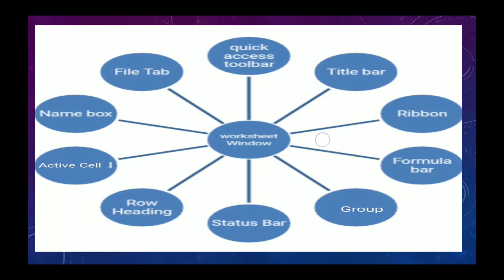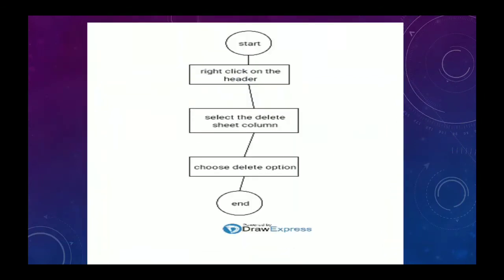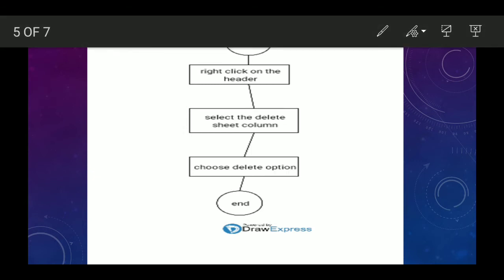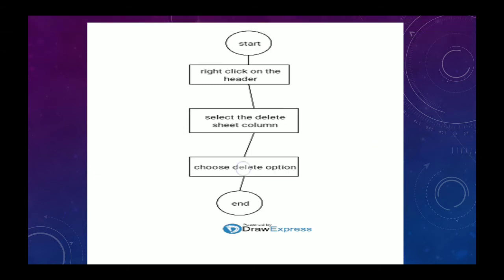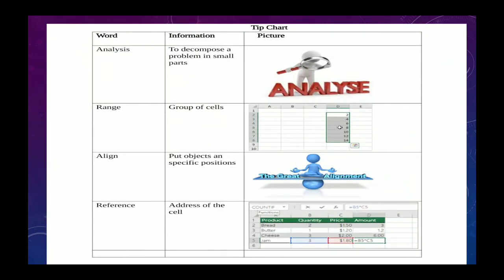Now come to the next diagram that you have to draw. This is a flow chart. You have to write the name of this diagram as flow chart. In this flow chart we have shown the steps to delete a column. So first start, right click on the header, select delete sheet column. After that choose the delete option. So you can delete sheet columns in this way. You have to draw this diagram. Now the final diagram that we have to draw is a tip chart.